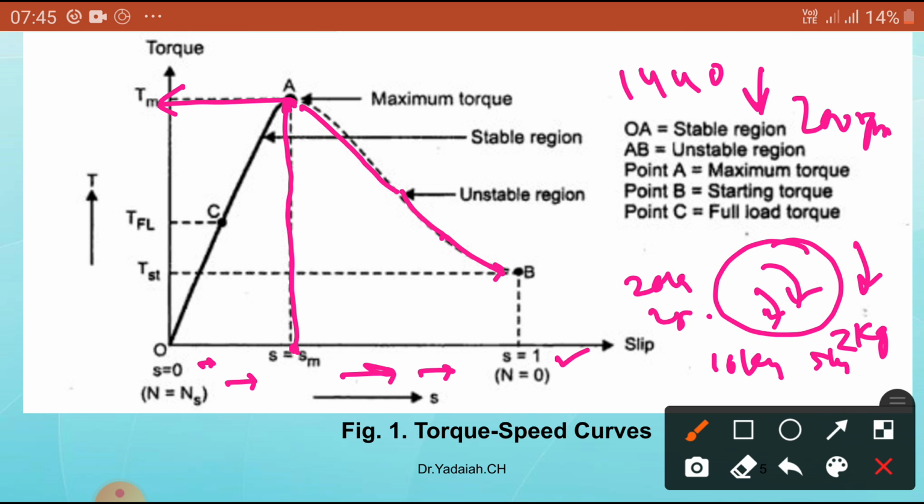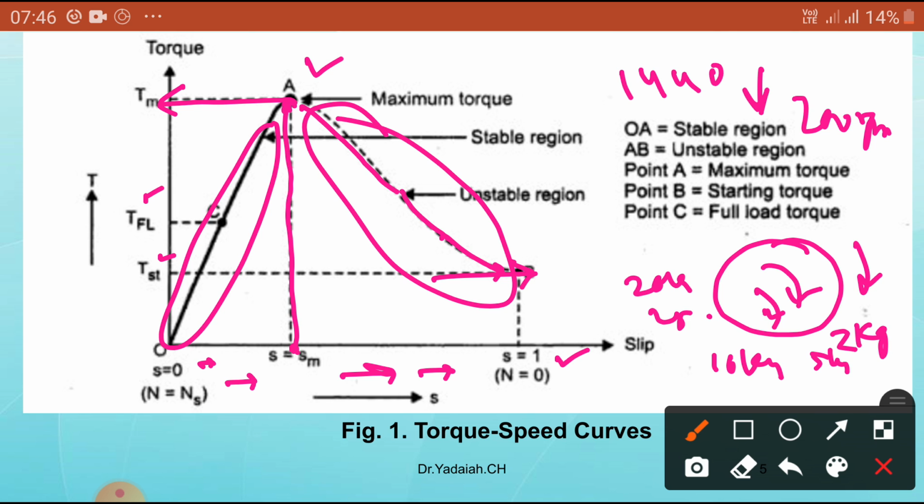This is known as T starting, the starting torque developed in the motor at the time of starting. This is T full load, T starting torque, and this is T maximum torque. Here this is a stable region, in this case linear, and this is a rectangular hyperbola, the unstable region. Already you have seen.